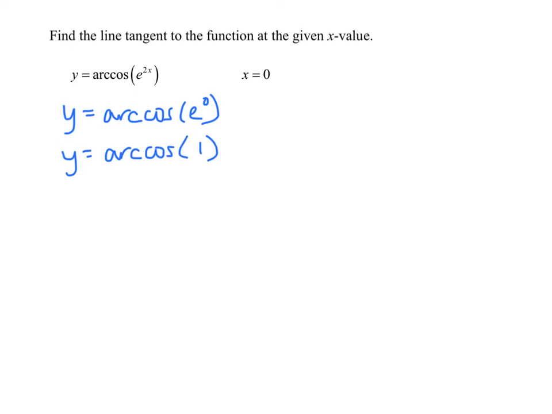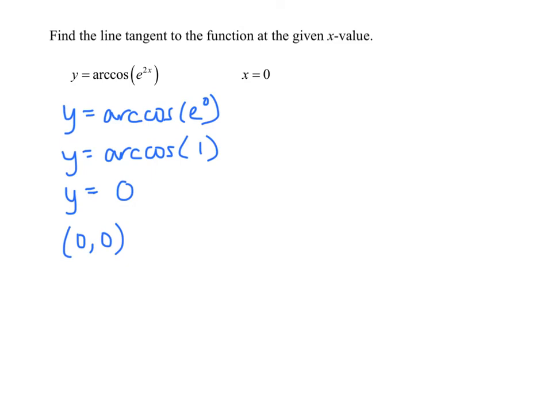All right, so let's think this through. This is asking us the cosine of what angle equals 1, and hopefully you are able to say that would be an angle of 0. Cosine of 0 is 1. All right, so we know our y value is 0 and our x value is 0, so we're talking about a point of 0, 0. Next, of course, we need to take our derivative in order to get our slope.